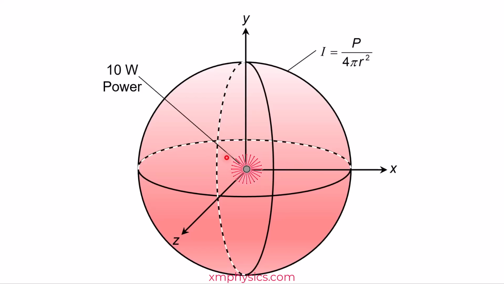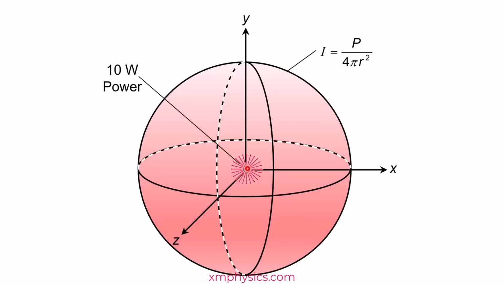Let's go back to the 10-watt light bulb. If it's 10 watts, what does that mean? It means 10 joules of energy is leaving the light bulb per second. What happens to this 10 watts of power is that it is propagated in all directions, right? That's what a wave does. It propagates the energy and the power.